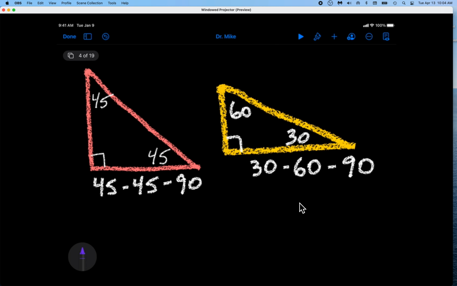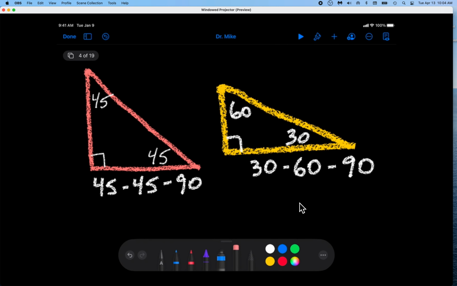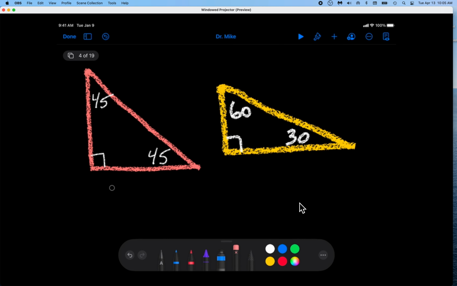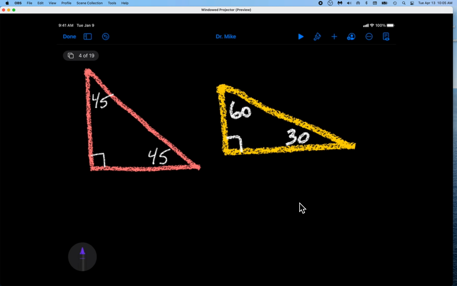Now folks, I'm going to give you some reference values, and unfortunately you're going to have to memorize these. But once you memorize these reference values, I assure you these problems will be easy to handle. On the left side, the 45-45-90 has these reference values, and on the right you're going to have these reference values.